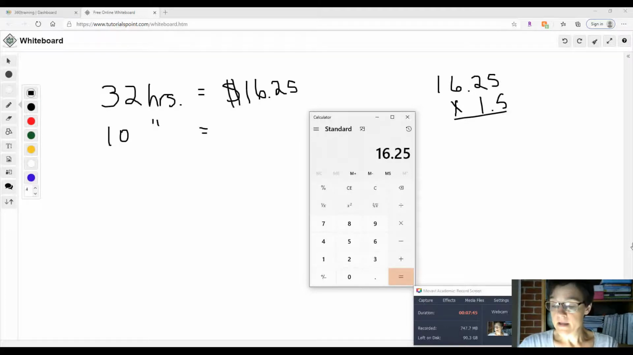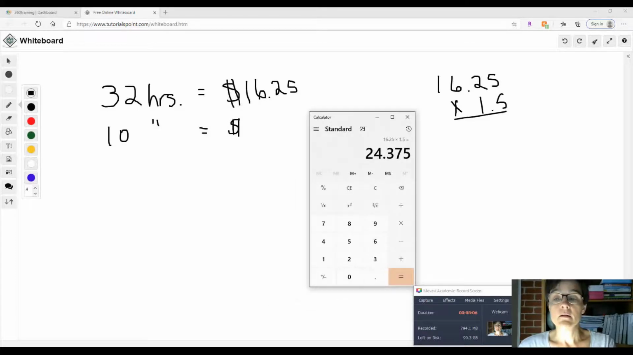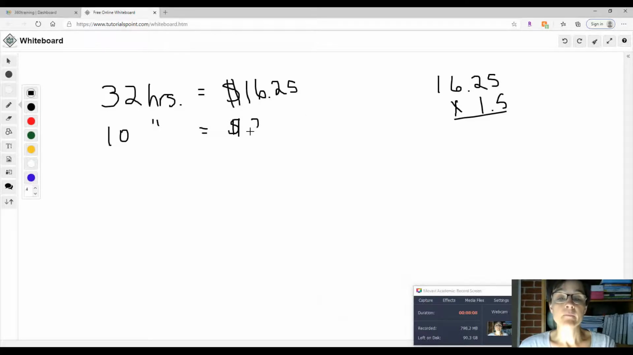Okay, so 16.25 times 1.5. Now it's money, so we only need two places here. The 5 makes the 7 go up, so it'd be 24.38. That's not how much he made. That's his pay for holiday.